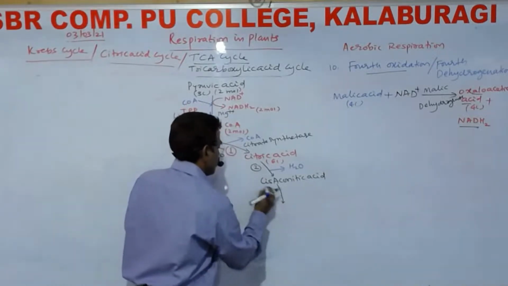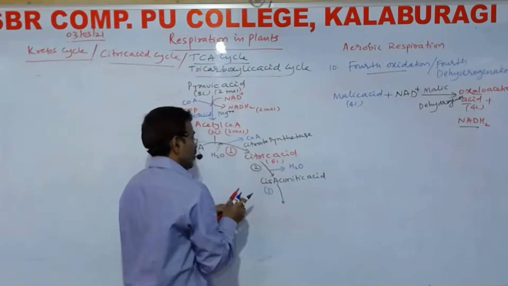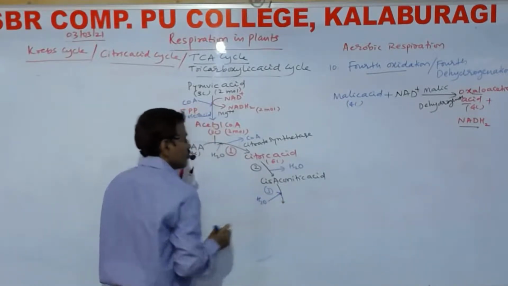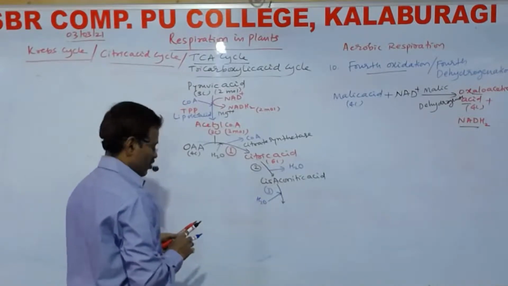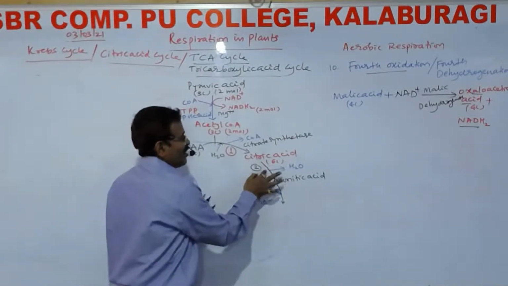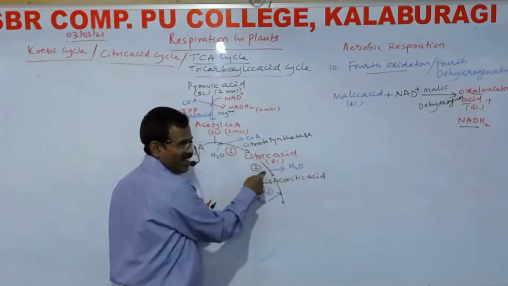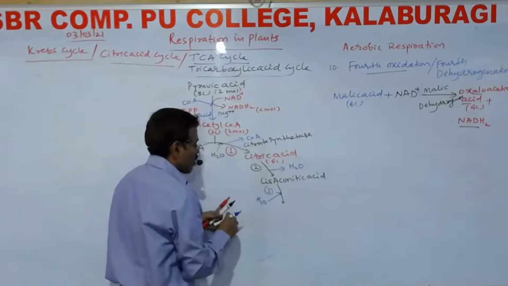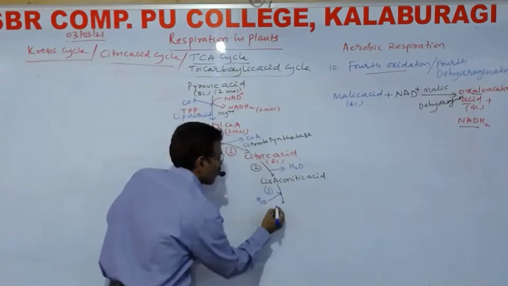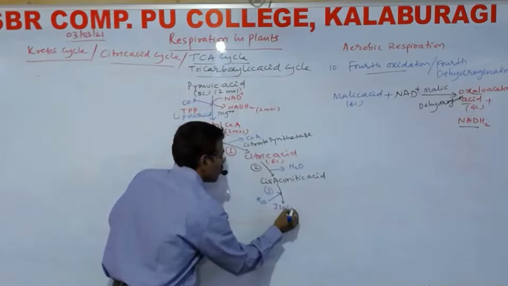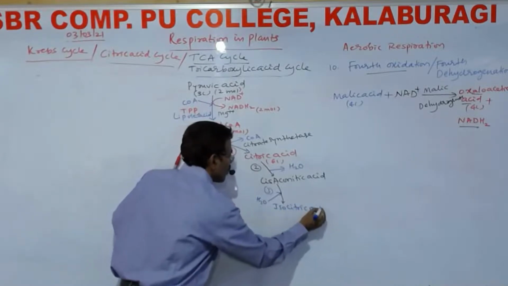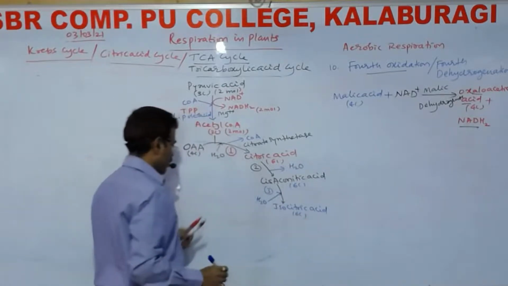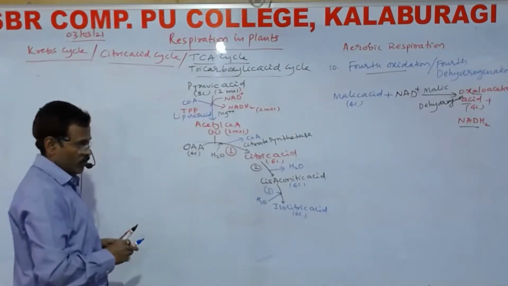Third step now. What is that? Once again it is hydration. If you want, you can write the enzyme name. The enzyme is aconitase. So we are going to get the product here. After the third step, what are we going to get? Isocitric acid. These are all 6 carbon compounds. Remember, 6 carbon compounds.